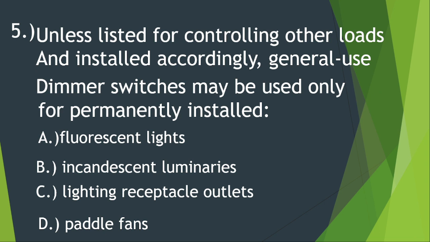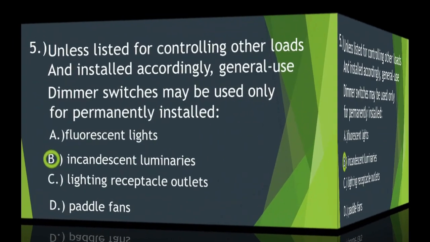Number 5. Unless listed for controlling other loads and installed accordingly, general use dimmer switches may be used only for permanently installed. A. Fluorescent lights. B. Incandescent luminaires. C. Lighting receptacle outlets. D. Paddle fans. Answer is B.